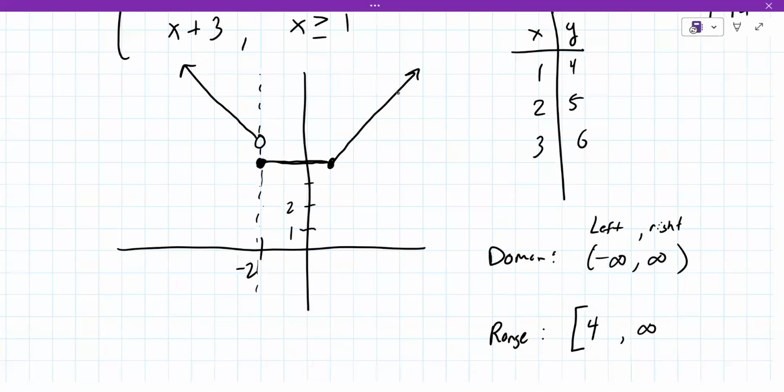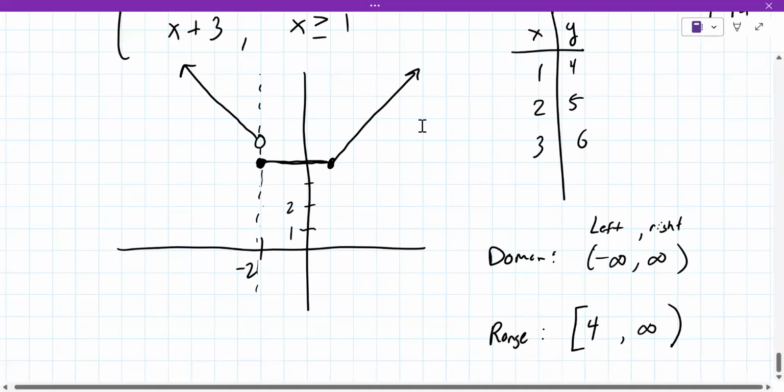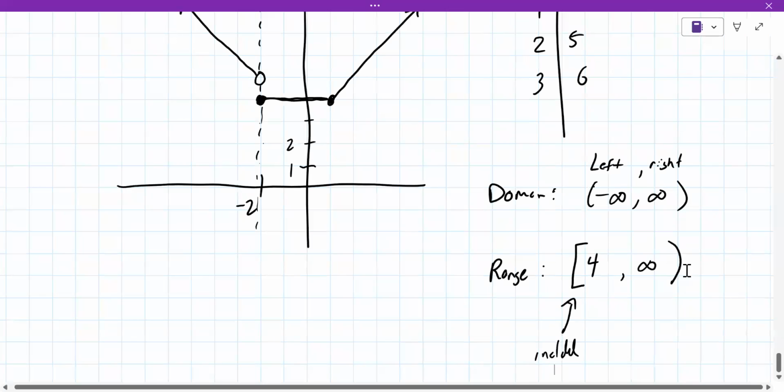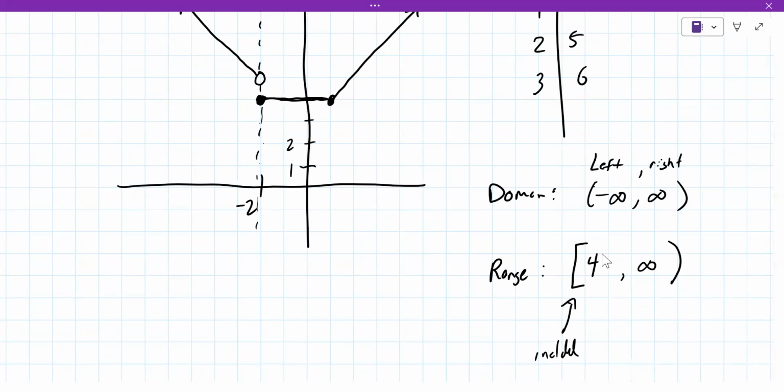Okay, and then bracket, parenthesis, the bracket because it's included. The bracket means included, and then the parentheses always go with infinity. Oh, okay. Okay, that makes more sense.